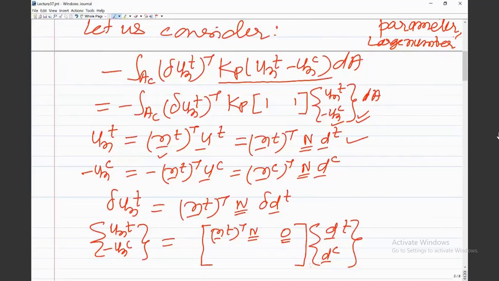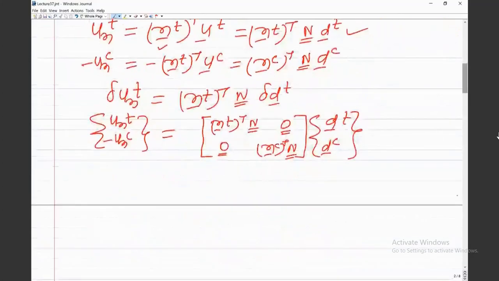a null vector. And for UNC you can see that minus UNC we have written over here as NC transpose into N dc, so we can put here a null matrix, and then here we will have NC transpose into N, and that will give you basically this UNT minus UNC vector, which is coming in the definition of normal force at the contact location.